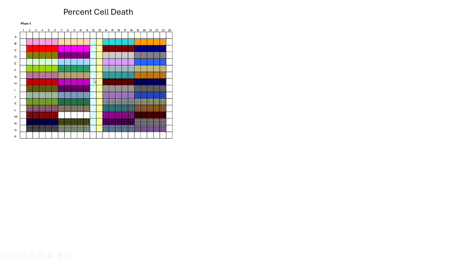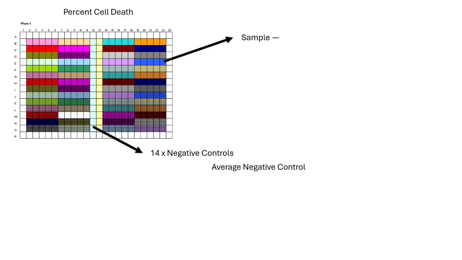So there are 14 negative controls. The first thing we're going to do is take those 14 negative controls and average them. Then, for each individual sample we'll have a percent cell death. We want to take the sample percent cell death and subtract from that the average negative control. So we're subtracting the background so that we end up with a new reading.